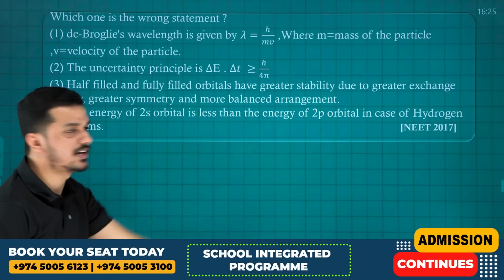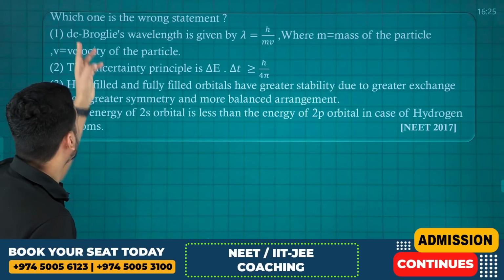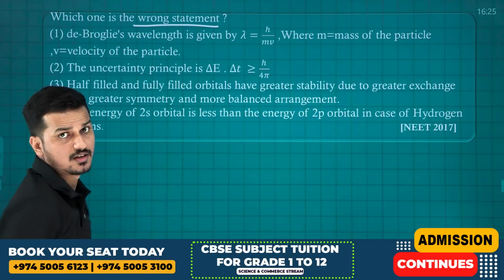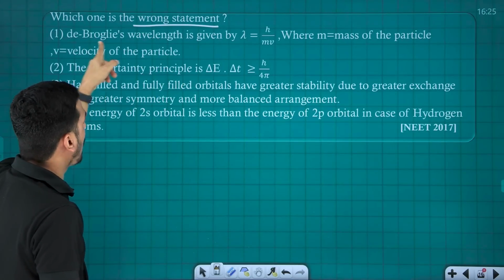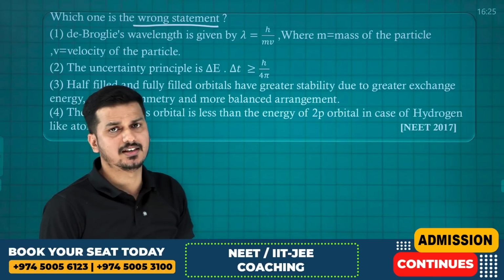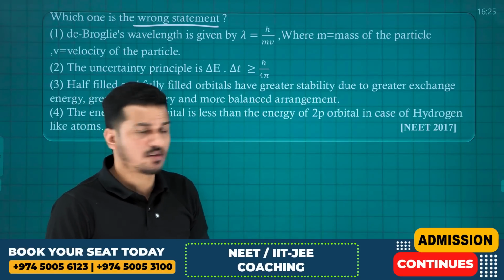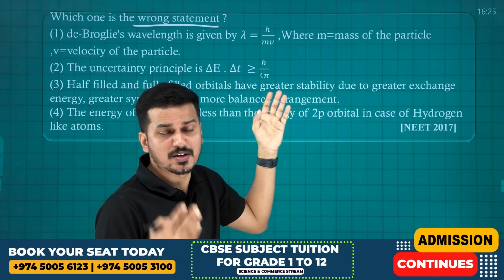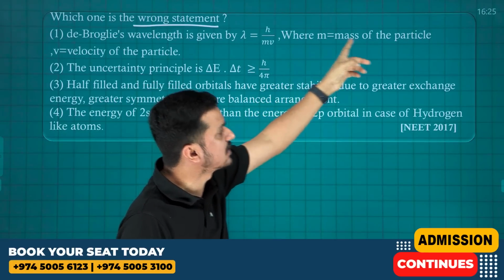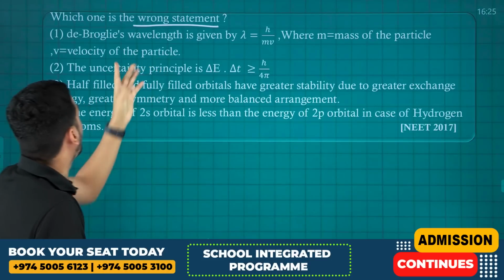This, in 2017 they asked. Okay, what's the question? Which one is the wrong statement? Here also they are asking for the wrong statement. What about the question? De Broglie wavelength is given by lambda equal to h by mv. Exactly. According to De Broglie, the wave nature can be measured by using wavelength. Lambda is equal to h by mv, where m is the mass of the particle and v is the velocity of the particle.